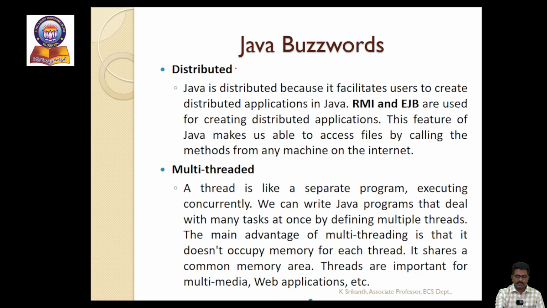Then comes another feature called distributed. The applications we develop in Java can be distributed globally, in different places. People can work from anywhere on an application, and it can be integrated at one place. To make applications distributed, we need to learn topics like RMI and EJB. RMI stands for remote method invocation.